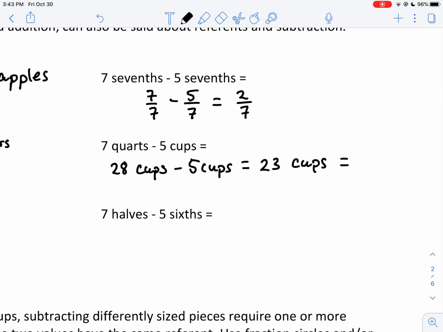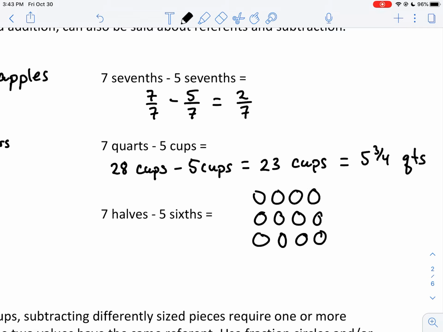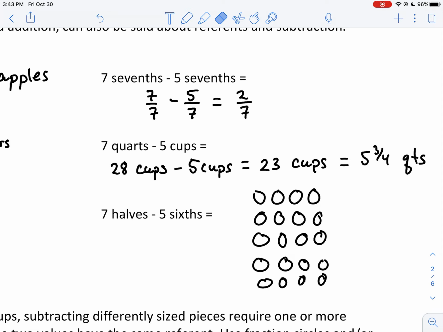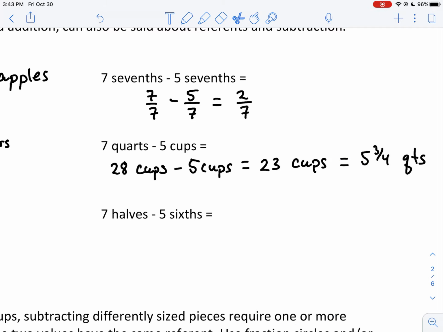All right, so an answer in terms of cups is 23. If I did this in terms of quarts, every 4 cups is a quart. So there's 5 and 3 quarter quarts. Right, if you were to actually do 23 cups, each group of 4 makes a quart. So you just count the quarts. Right, so there's your 5 quarts total. I circled. Anyway, there's your 5 quarts. And then you have 3 more cups still. And that forms 3 quarters of a quart. So 5 and 3 quarters quarts, if you wanted to give an answer in quarts.